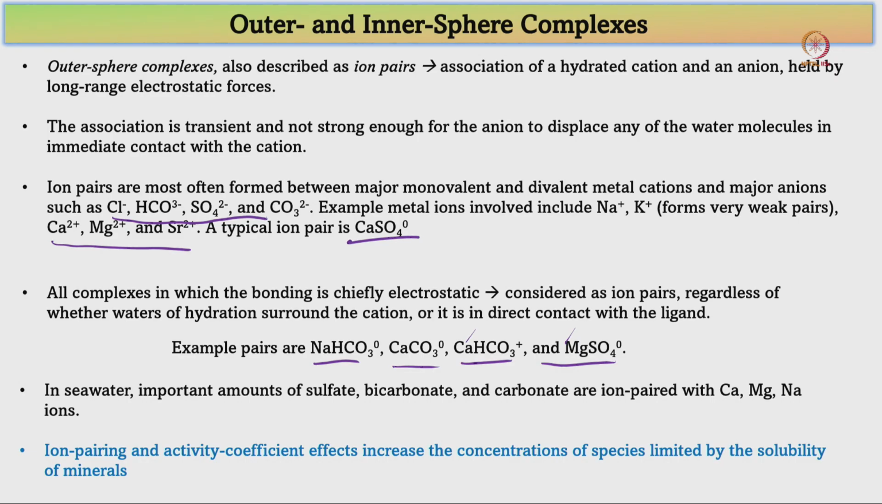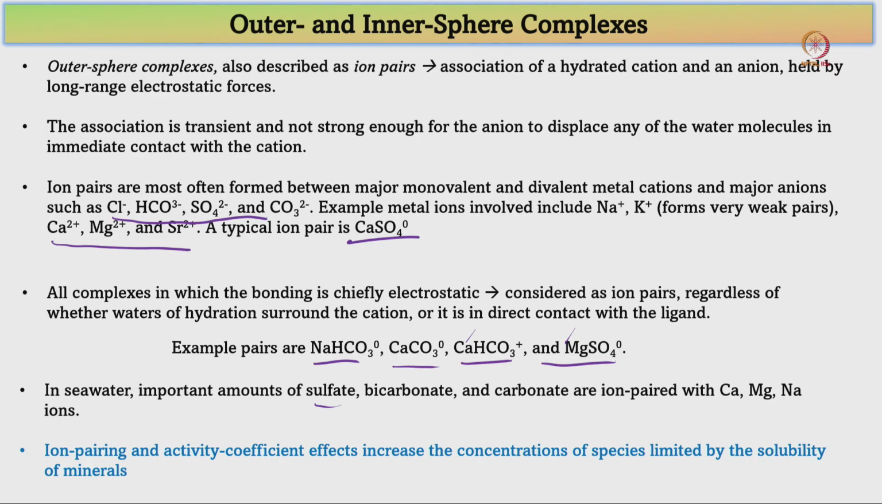And this is the reason that all these elements remain soluble for a very long time, because they are always existing in these kinds of pairs. Okay. So, ion pairing and activity coefficient effects increase the concentration of species that is limited by the solubility of minerals. That is, even if the solubility of the mineral limits further dissolution, by forming ion pairing it can increase the solubility.